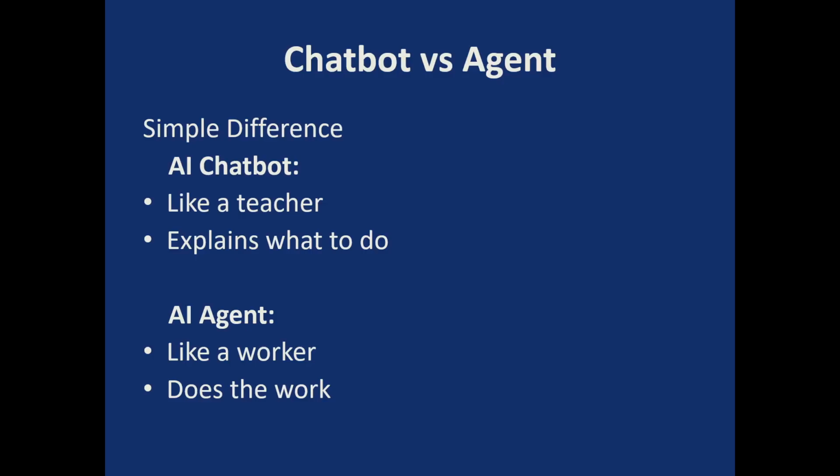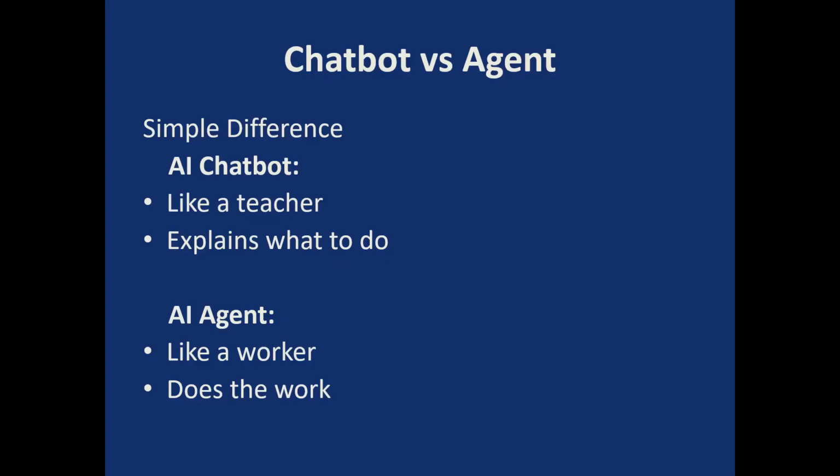Now, we know what is basically an AI chatbot and what is an AI agent, and let's check what's the difference between them. So let's understand the difference in a very easy way. An AI chatbot is like a teacher. A teacher will explain how to do something, but the teacher will not do the work for you. For example, if you say please write test cases for a checkout page, the chatbot will write test cases, but it will not open the browser and execute testing.